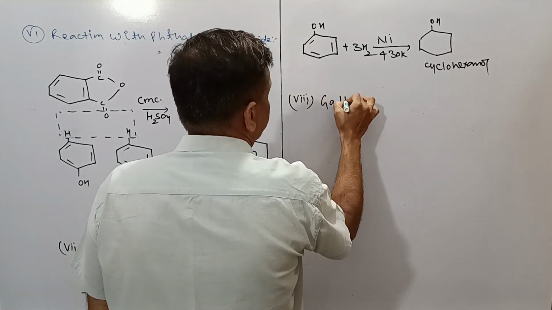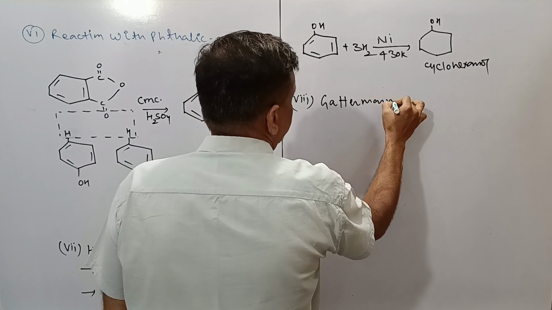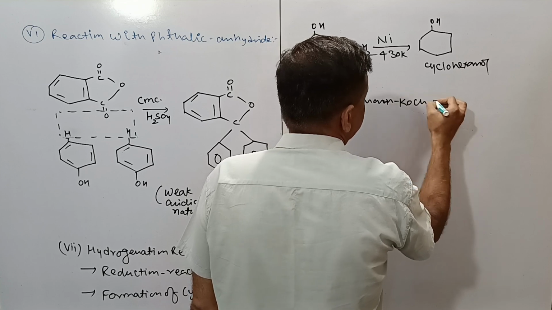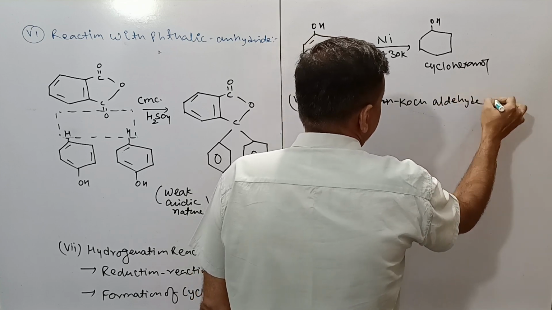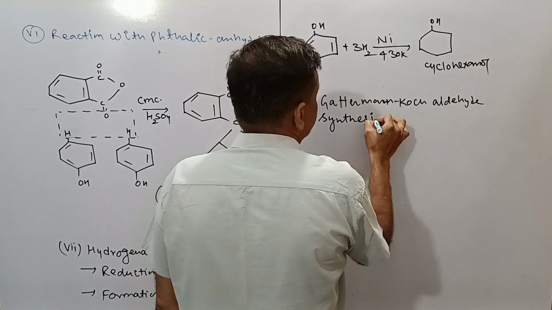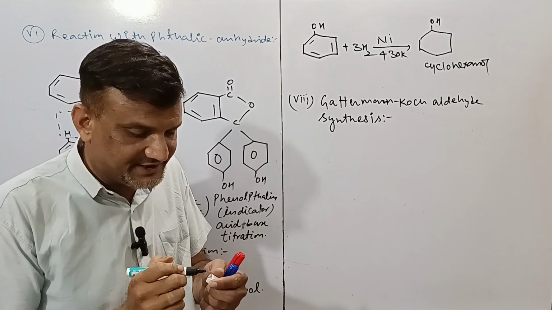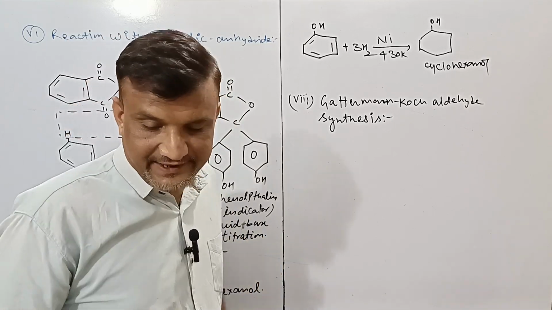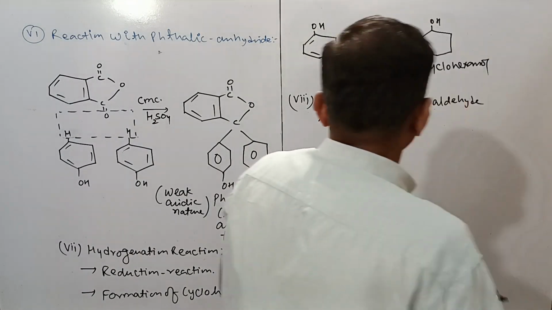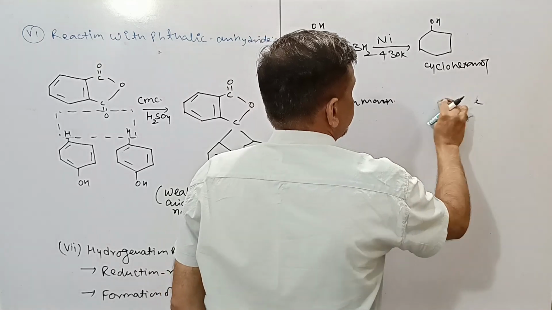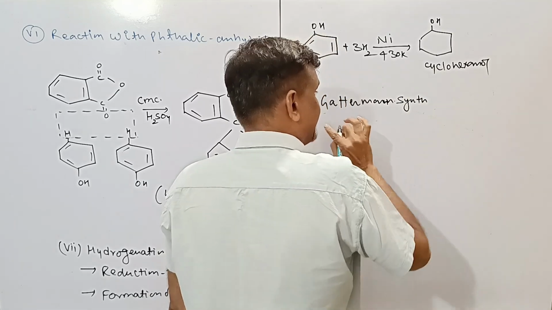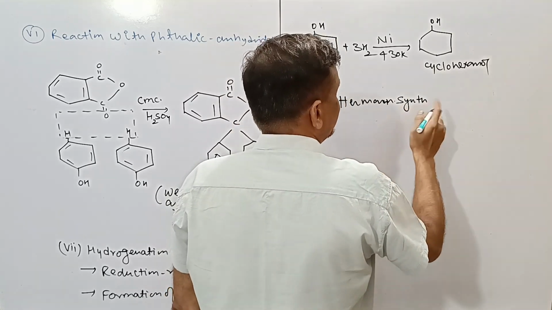This is the Gattermann aldehyde synthesis. Gattermann-Koch aldehyde synthesis. It is also an important reaction, because in this kind of reaction we will use, we can say, only this. This is the slip of Gattermann synthesis. It's a Gattermann synthesis. If we use carbon monoxide and HCl, then it will be the Gattermann-Koch synthesis. This is the Gattermann synthesis.